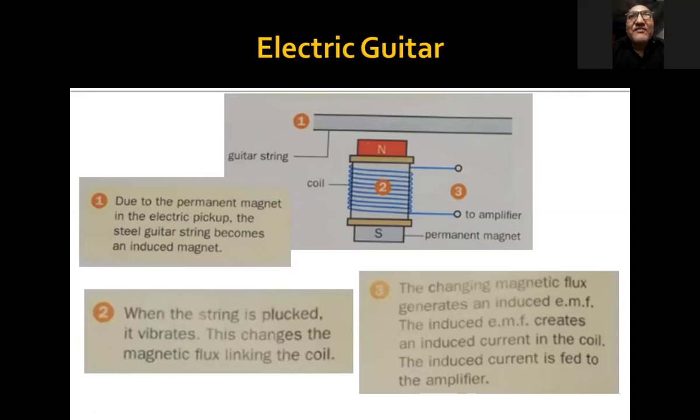It will be fed to an amplifier, which will increase the amount of the current of that signal, and it will feed it to a loudspeaker, and the loudspeaker will produce a loud sound. So this is how the electric guitar works.